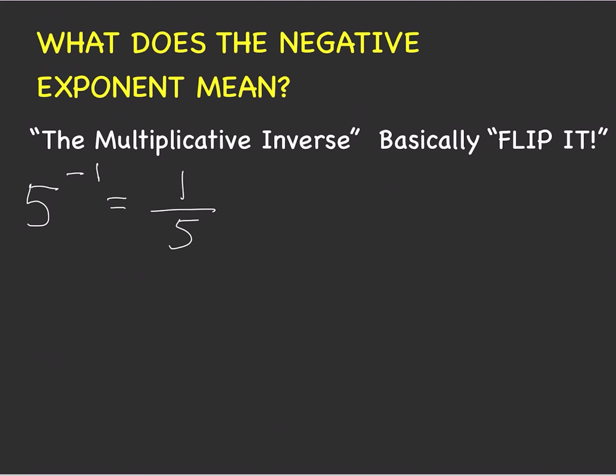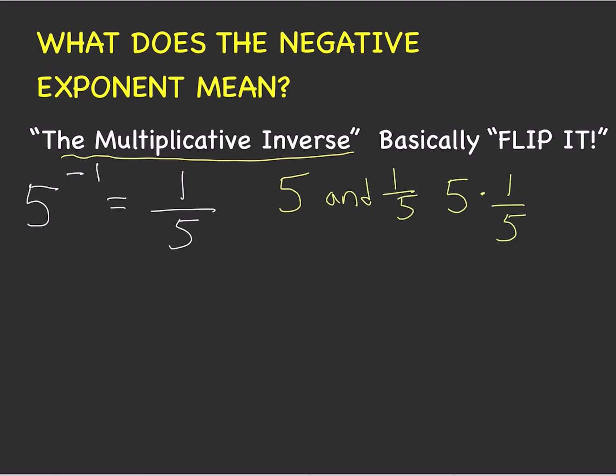The reason they call it a multiplicative inverse is because if you were to multiply the original number 5 times its multiplicative inverse, which is the 1 over 5, you would get 5 times 1/5. 5 and 1/5 would come out to be 1. So multiplicative inverses of each other, the 5 and the 1/5, multiply to 1. But again, it really doesn't matter when you're working with these, you just want to know how to do them. So I just say flip it.